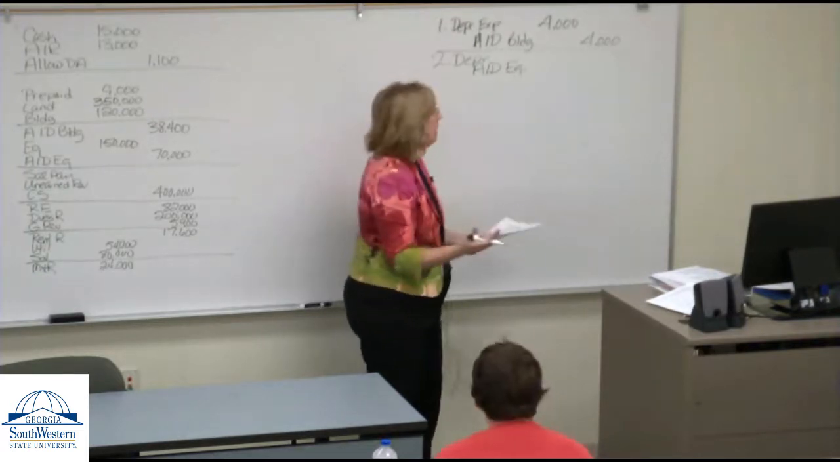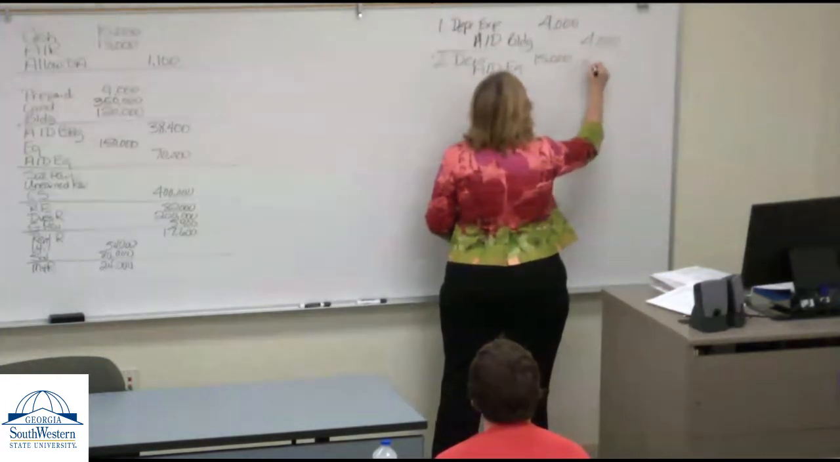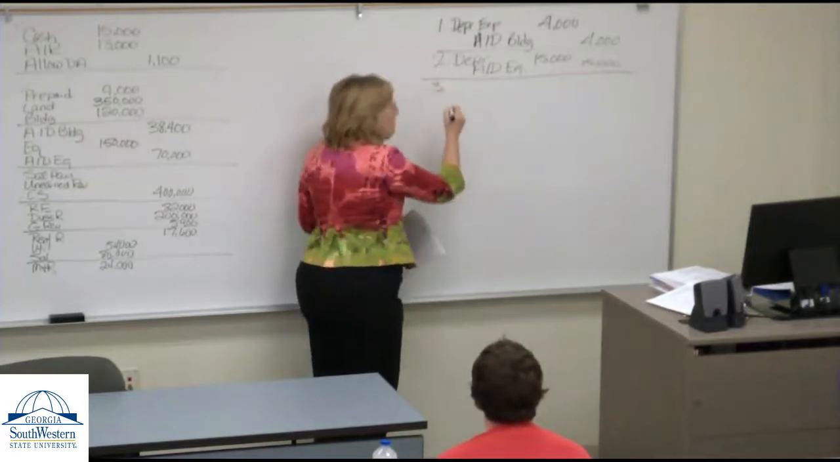Okay, so we get 15,000, right? Okay, there we go, 15,000. That's our journal entry. That one was painful, wasn't it? Okay, I knew that was going to be the hardest one.